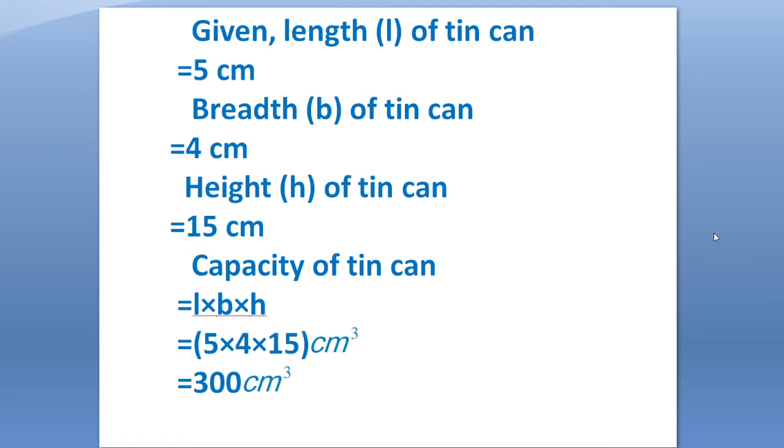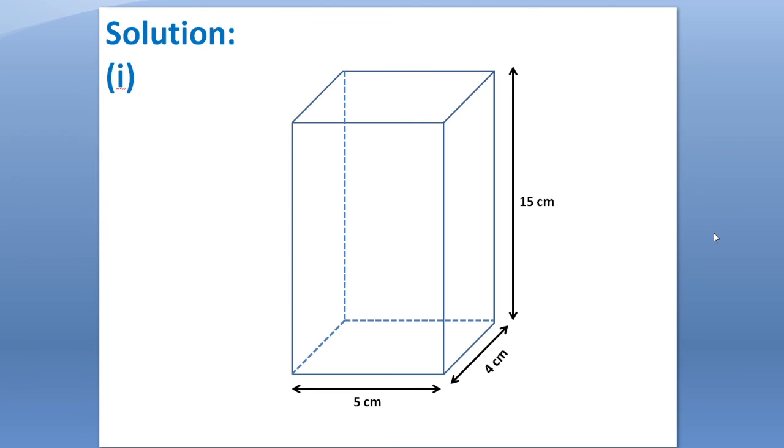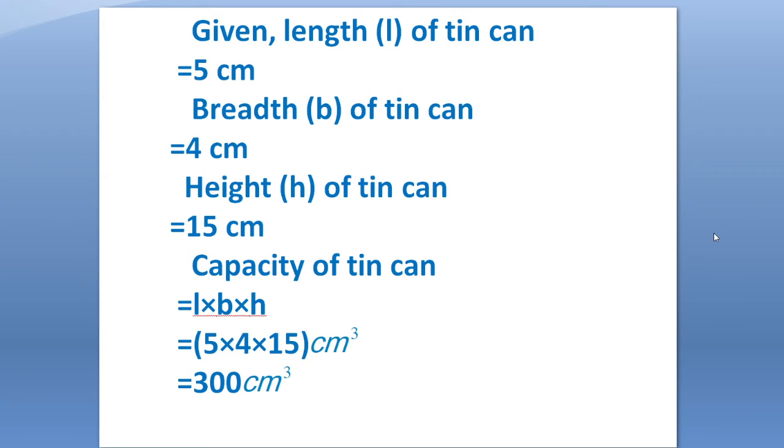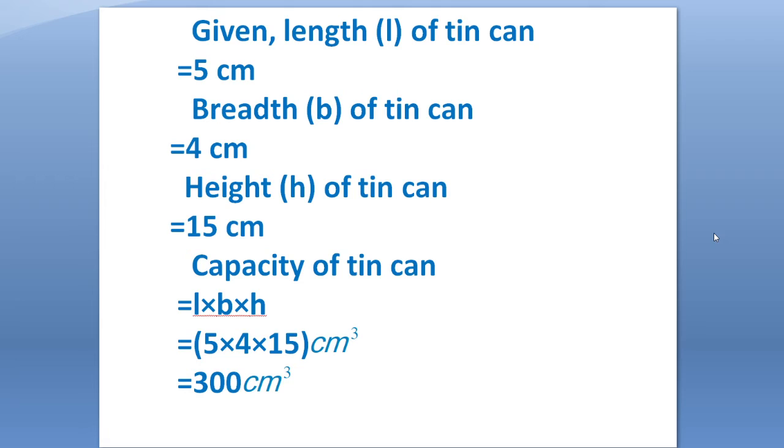So given length of tin can 5 centimeter, breadth 4 centimeter, height 15 centimeter. So capacity of tin can is equal to L into B into H, so is equal to 5 into 4 into 15 is equal to 300 centimeter cube. So this is the solution of first one.